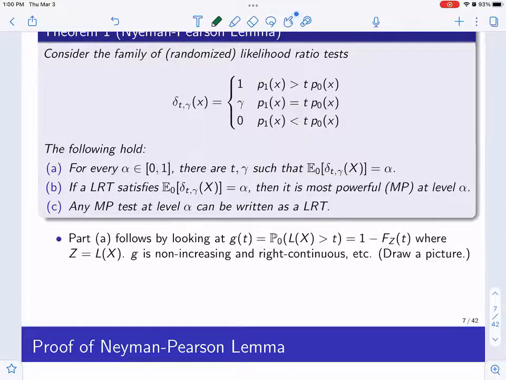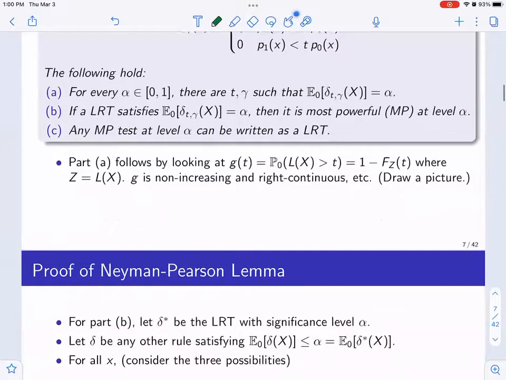And if a likelihood ratio test satisfies this condition, then it's the most powerful test at level alpha. And furthermore, any most powerful test at level alpha can be written as a likelihood ratio test. So there's nothing else out there, sort of. Okay, so to prove A, we're going to do a proof by picture, basically.